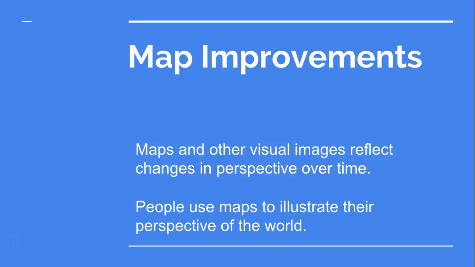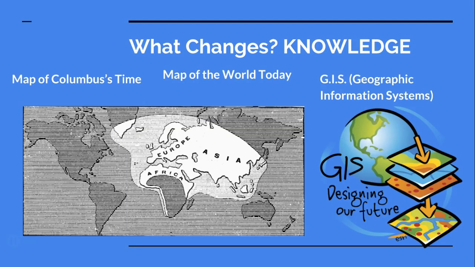So when we talk about maps, we just want to remember that maps can reflect changes over time. We do not use the same maps today that we used 10 or 15 years ago. Things change, names change, sometimes boundaries change, although that's a little less common. So people use maps to show this change in perspective. And so you might ask yourself, well, what really changes? What really shows us why maps change?